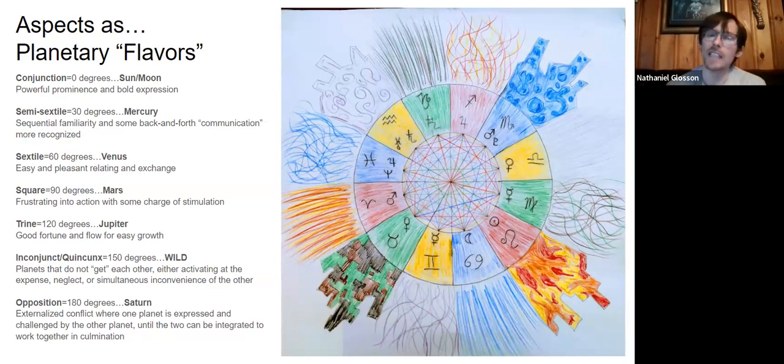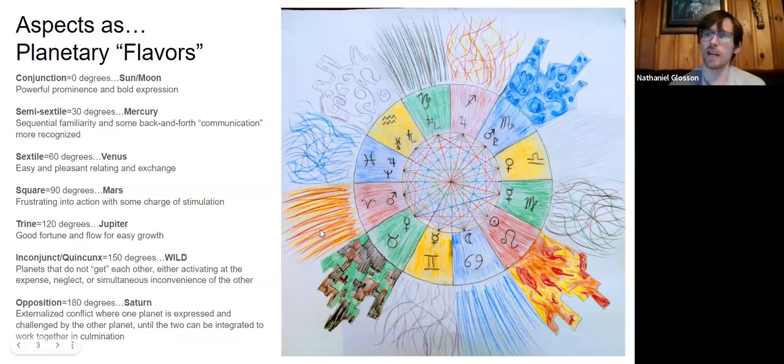Luckily, in that this is a minor aspect, it's often something we don't notice, we don't see it, and it's in the background. But it can become that background noise that drives a lot of the other things because it's happening without any kind of awareness or treatment or recognition. So the quincunx or inconjunct is a minor aspect that can sneak up on you.